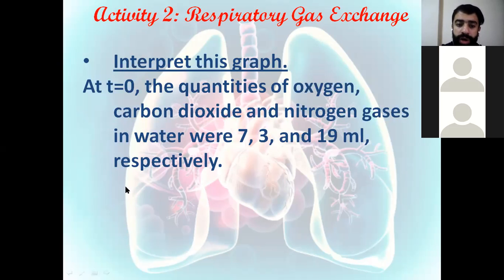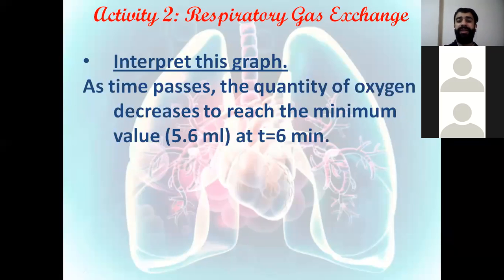That's why I use the word respectively: the first with the first. So the quantities of oxygen, carbon dioxide, and nitrogen were 7, 3, and 19, respectively. Oxygen is 7, carbon dioxide is 3, and the third one, nitrogen, is 19. So pay attention to this. It can help you a lot while doing the interpretation. So as time passes, the quantity of oxygen decreases. Whenever we interpret, we have to use increases or decreases.